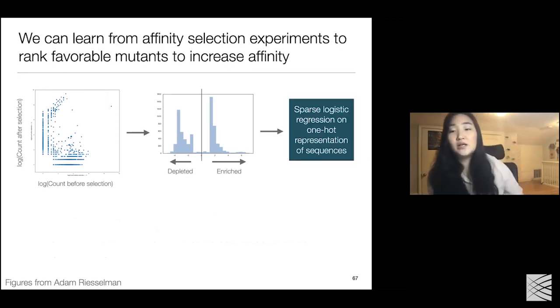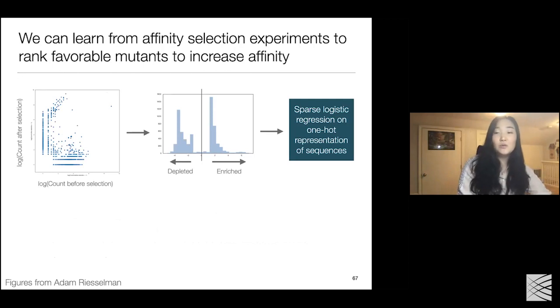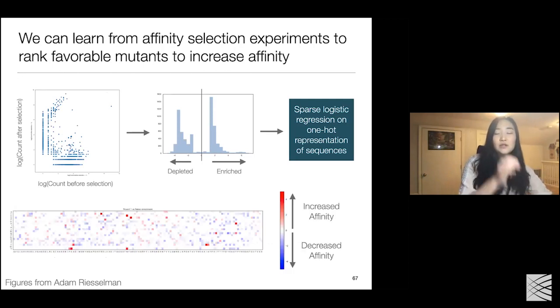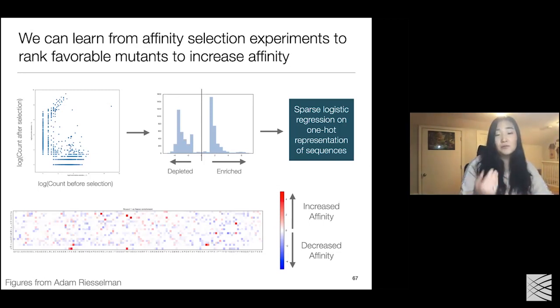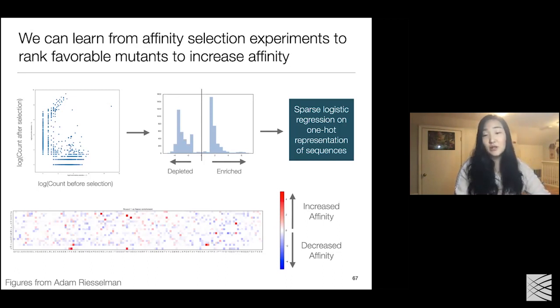And then you can train a sparse logistic regression on one hot representation of sequences. And then you can learn the parameters, just as we did with polyreactivity and thermostability. You can learn which parameters increase affinity and which parameters decrease affinity. And in collaboration with the Mangler lab, we have seen initial evidence that the experiments do show that there is increased affinity when you use these residues, these mutations that we predict to have increased affinity when you compare it to just experimental methods alone.